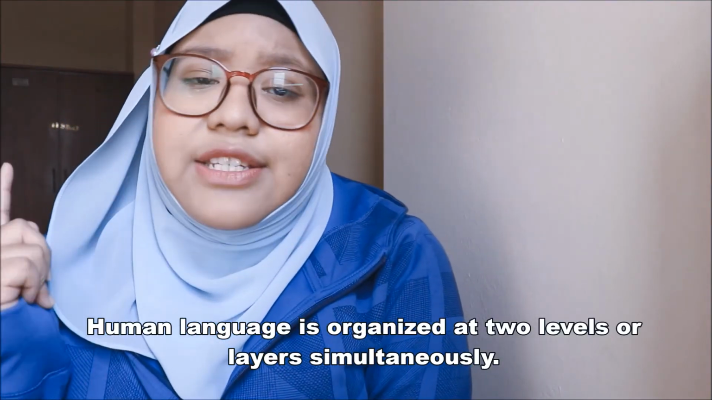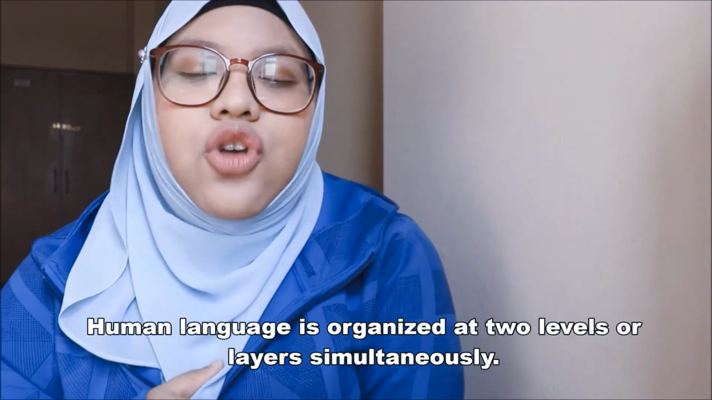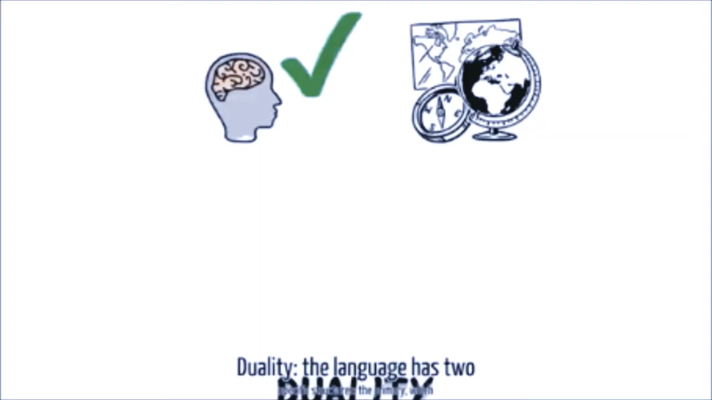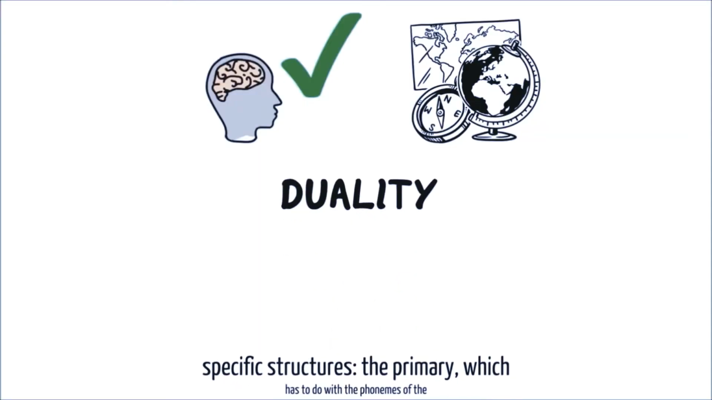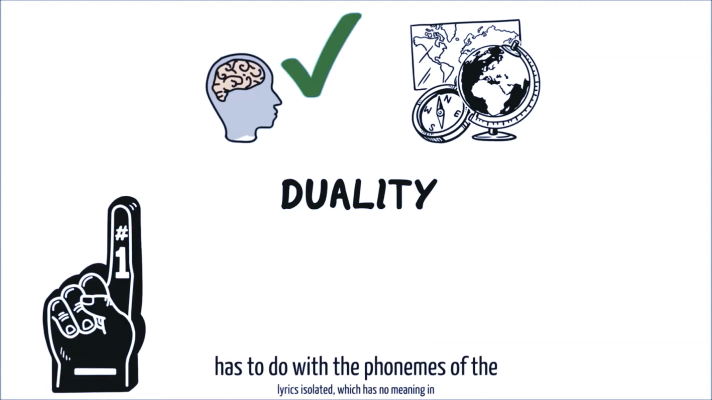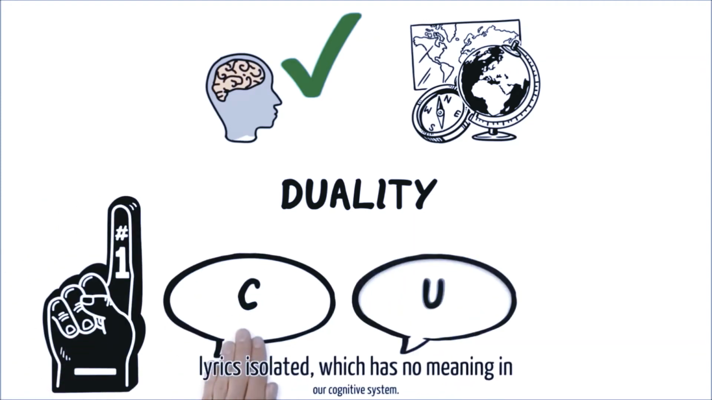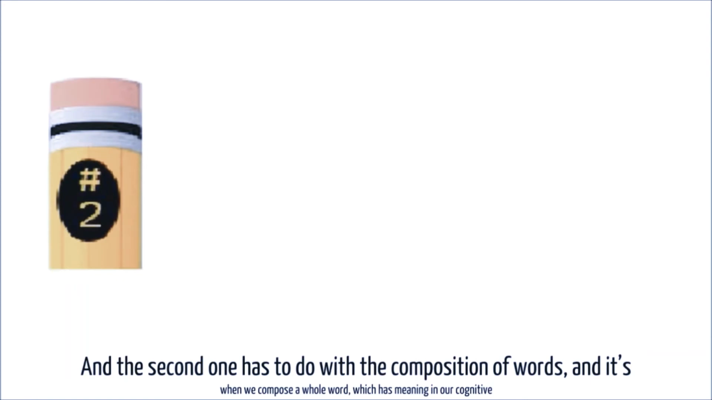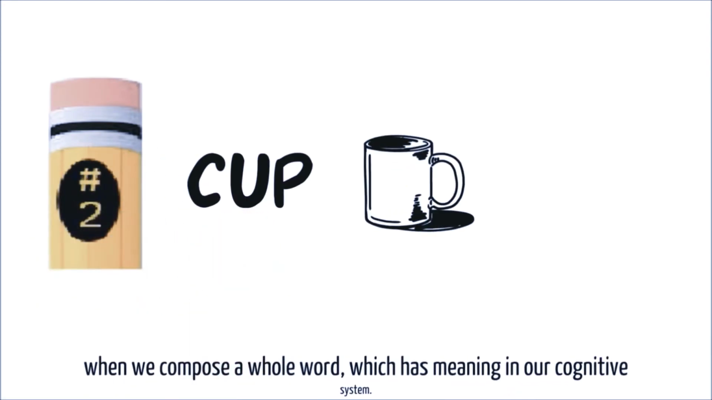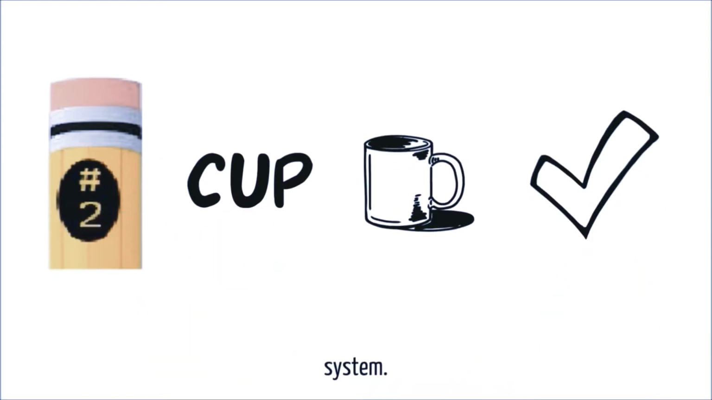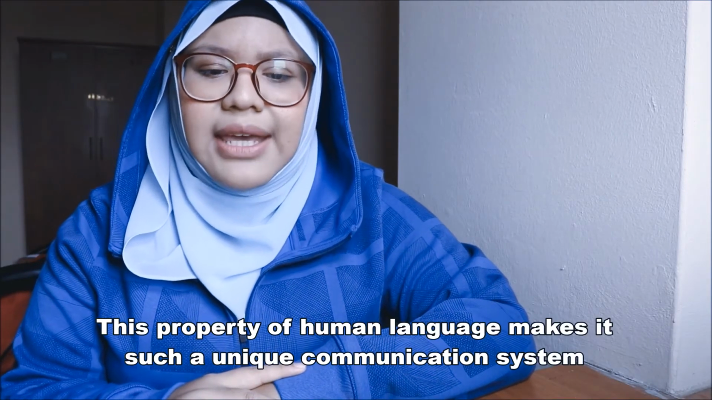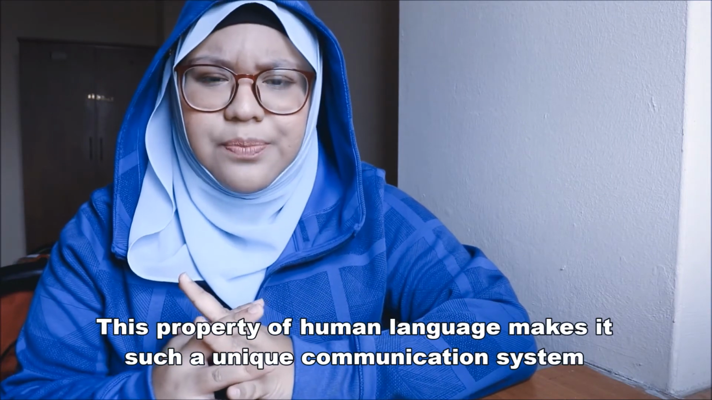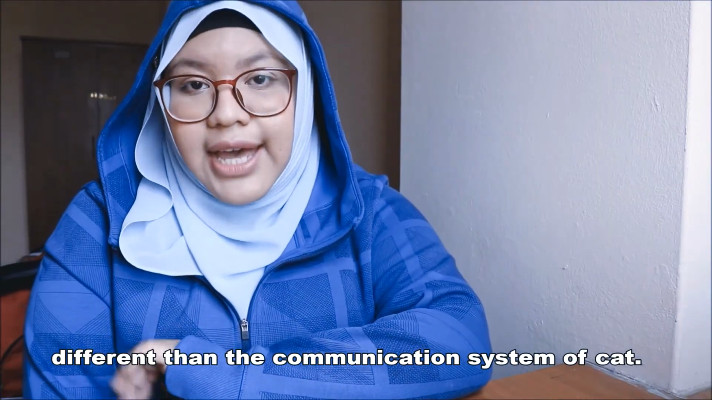Human language is organized at two levels or layers simultaneously. Duality. The language has two specific structures. The primary one has to do with the phonemes, the isolated sounds, which have no meaning in our cognitive system. And the second one has to do with the composition of words, and it's when we compose a whole word which has meaning in our cognitive system. These properties of human language make it such a unique system, different from the communication system of cats.